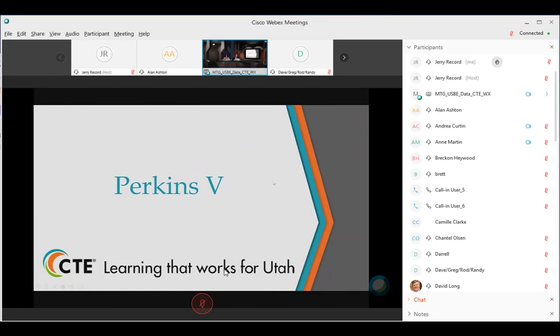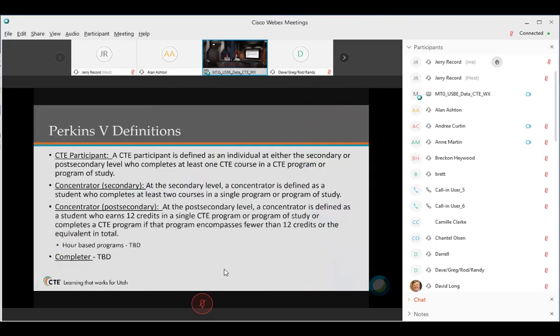Okay, so Perkins 5. Last week when we met with post-secondary, the bulk of the time was spent on Perkins 5, discussing some of the new things that are headed our way, which was really good. I guess they were sick of Perkins 4. We had some good discussions around some of the definitions and the data disaggregation fields for Perkins 5.